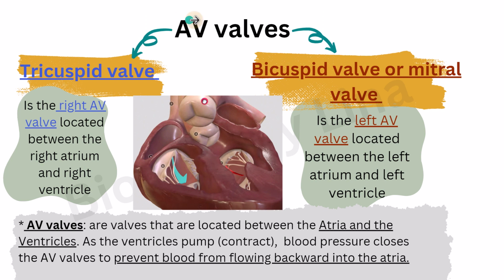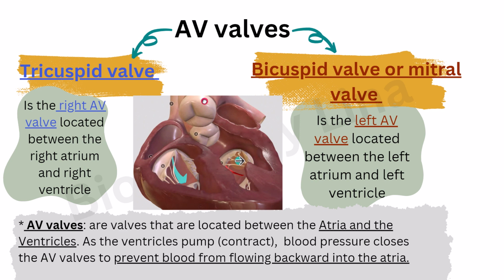So let's start with the AV valves. We said that the atrioventricular valves are located between the atria and the ventricles, so we have two AV valves, the tricuspid valve and the bicuspid valve. The tricuspid valve consists of three parts, while the bicuspid includes two parts. That's why one is named tricuspid and the other bicuspid. The tricuspid valve is usually the right AV valve, so we name it the right AV valve or tricuspid valve. It's located between the right atrium and the right ventricle.